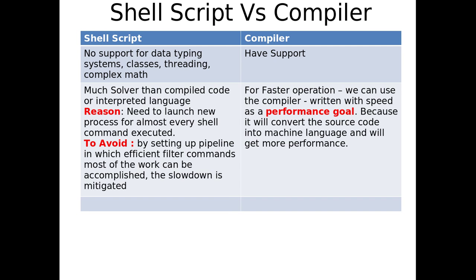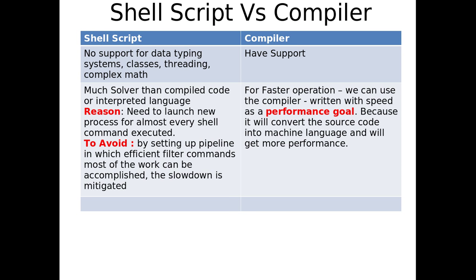To avoid this problem, by setting up the pipeline in which efficient filter commands accomplish most of the work, the slowdown is mitigated. On the opposite side, with a compiler, we can achieve better performance. Speed will be much higher on the compiler side, because it converts the source code into machine language. It gives more performance. For faster operation we can go with a compiler.